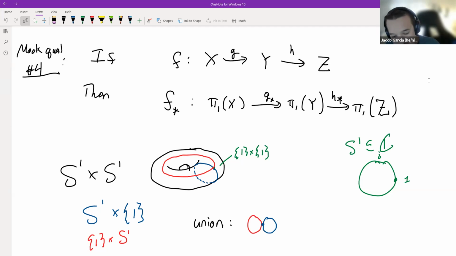All right, any other questions about mock qual number 4? Or mock qual 1 question number 4. Right, we don't have 4 mock quals yet, right? We haven't missed. Okay.